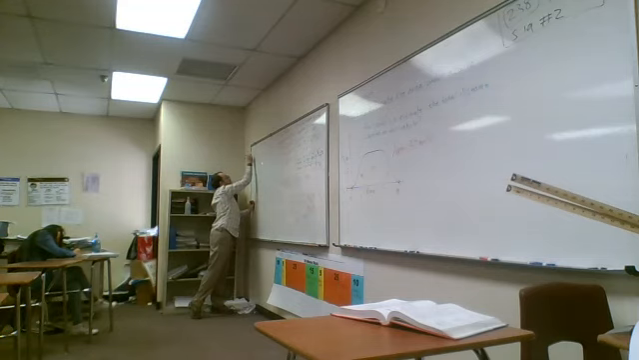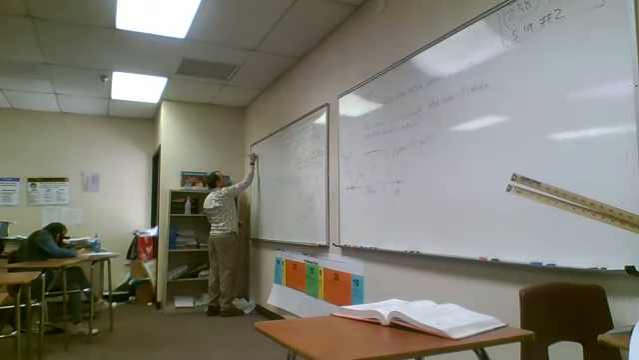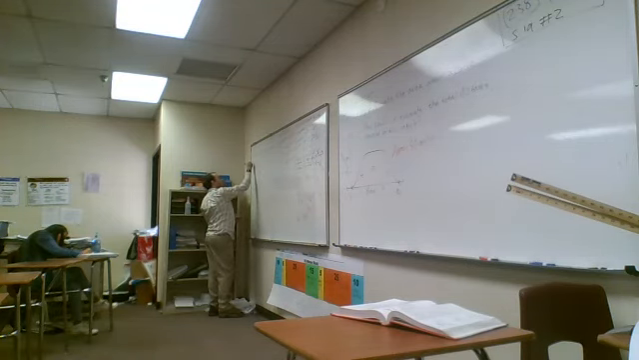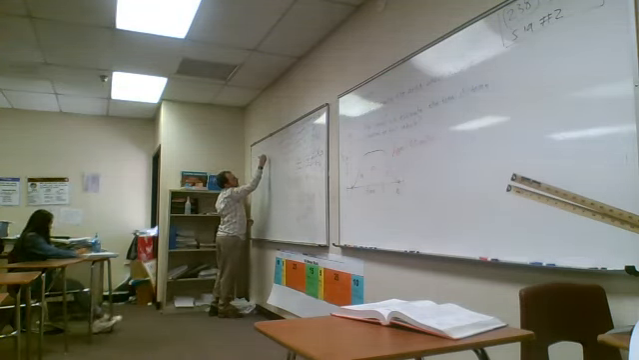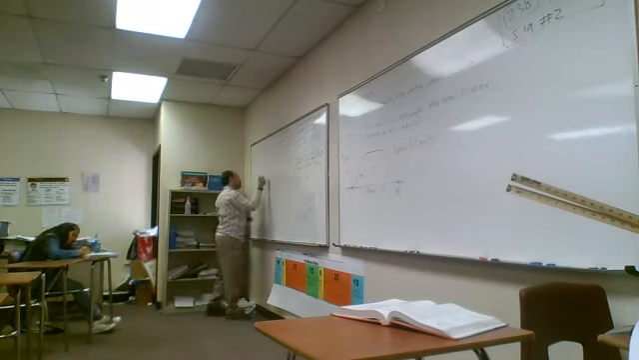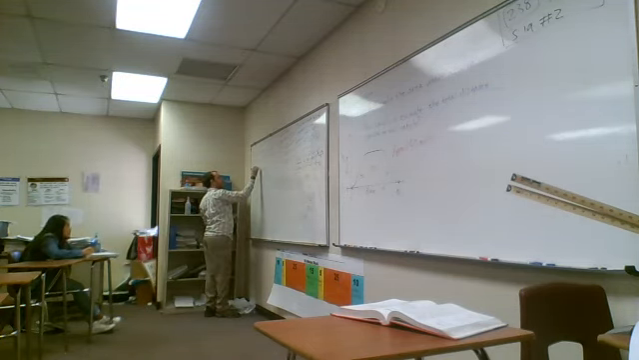So let's go ahead and try to do something like this again. Let's estimate the area under the function f of x equals x squared, between x equals 0 and x equals 4.